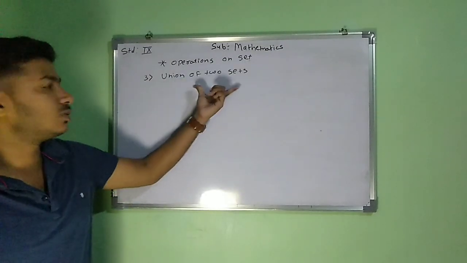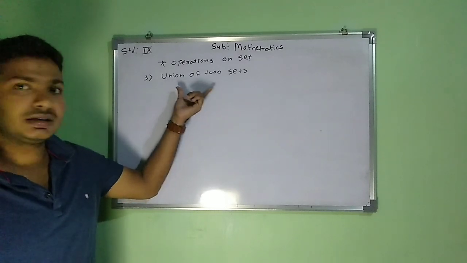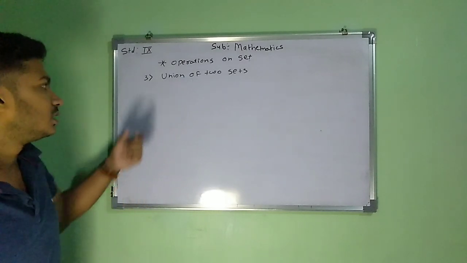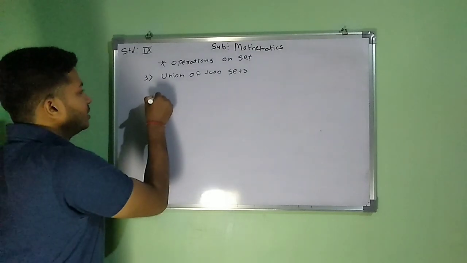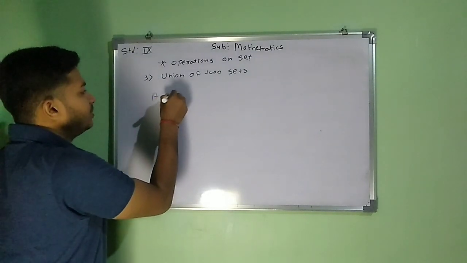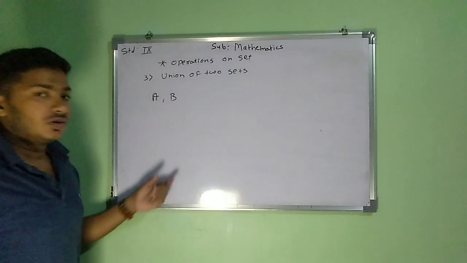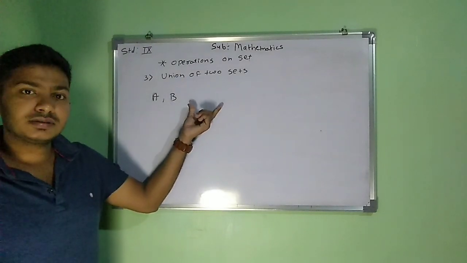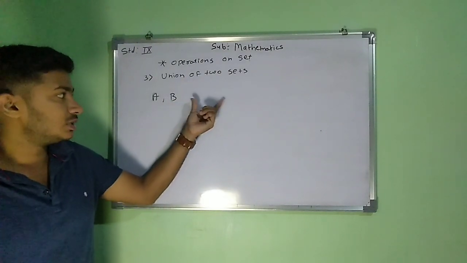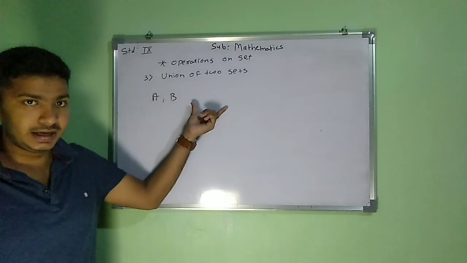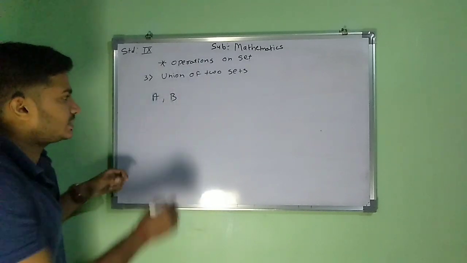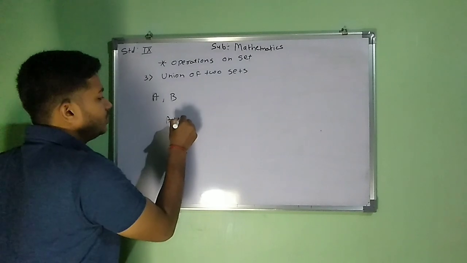Our third topic is the union of two sets. In the union of two sets, suppose we have two sets A and B. Then the set that contains all elements of sets A and B is called the union, and it is represented as A union B.